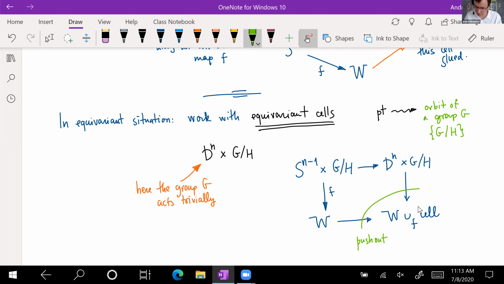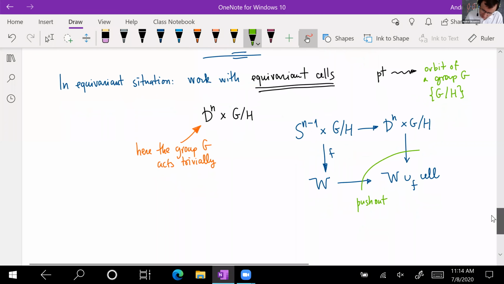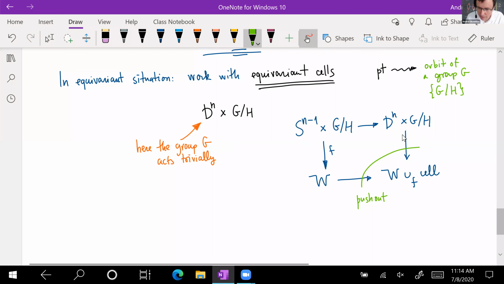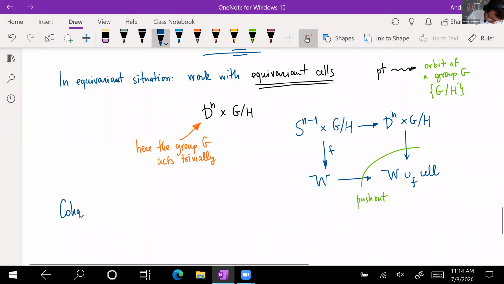Its cohomology is then some cone of things I already know. And this is one part, that the cells are equivariant. And also we have to say what's the equivariant cohomology of each individual piece. So that's the equivariant cohomology of each individual cell.